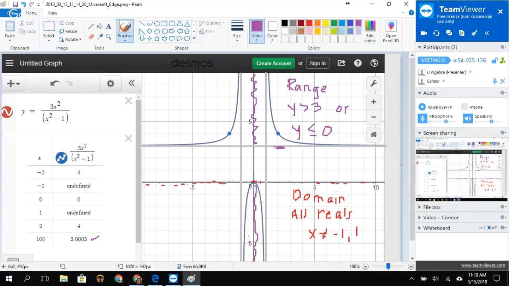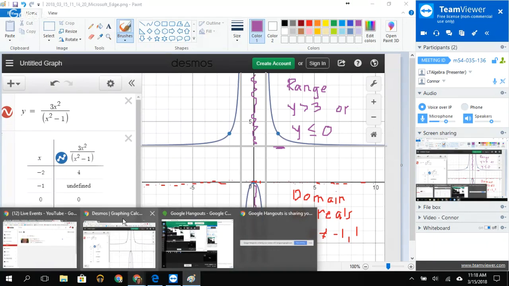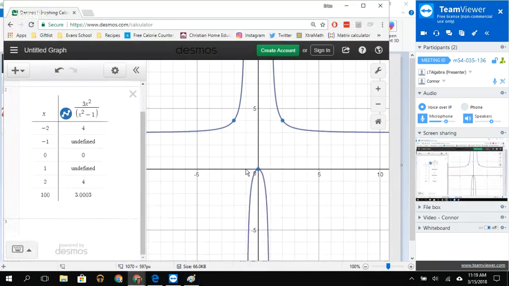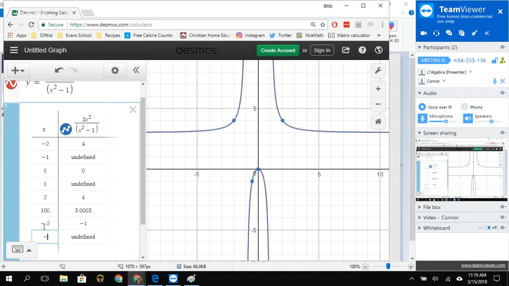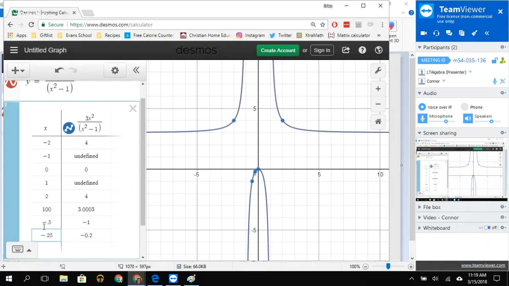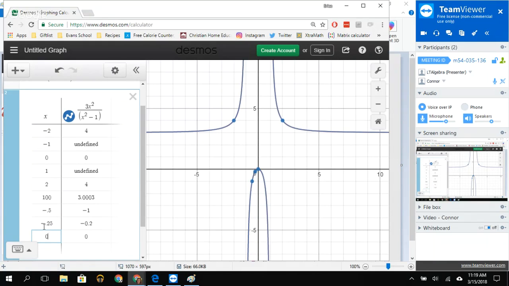Okay. And then I have this little section in here between x equals -1 and +1 where y can be a negative number. Now, I didn't do a good job with my chart, so I'm actually going to flip back over to Desmos really fast. And I'm going to put in some values that are between x is -1 and +1. So what happens when x is -0.5? And what happens when x is -0.25? And what happens when x is 0?